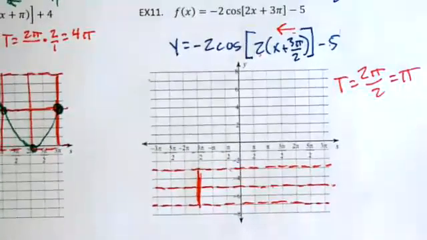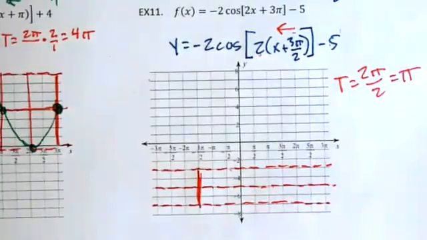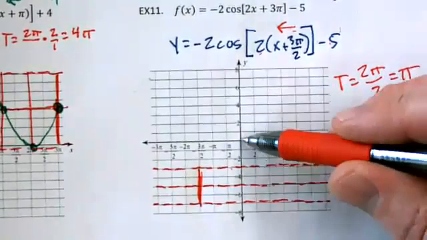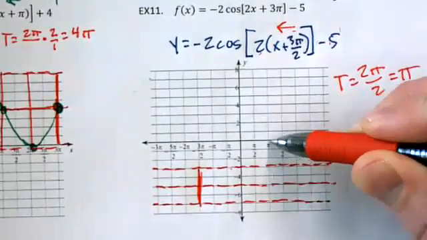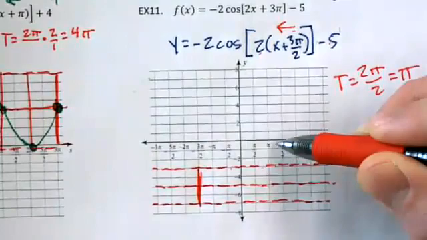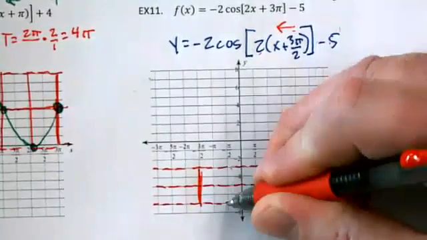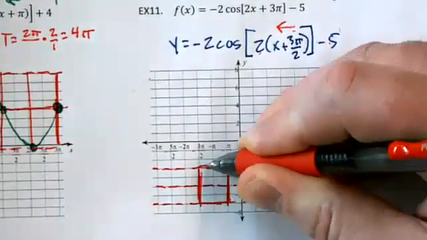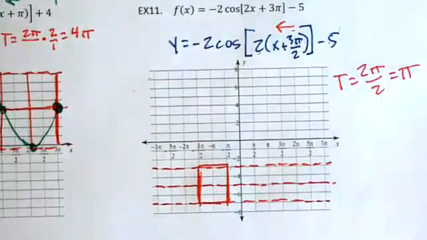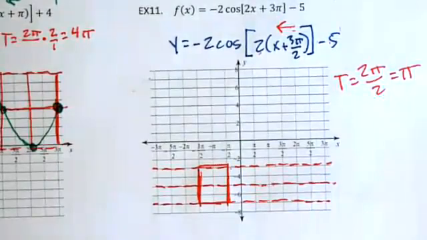And how wide is my period? My period is pi. Notice that when you look at the x-axis over here, from 0 to pi is 2 of these ticks. So just start here and go 2 ticks over. I would also be super happy if you could take -3 over 2 and add 1 and get -1/2. But do what you got to do to be able to get that on there.